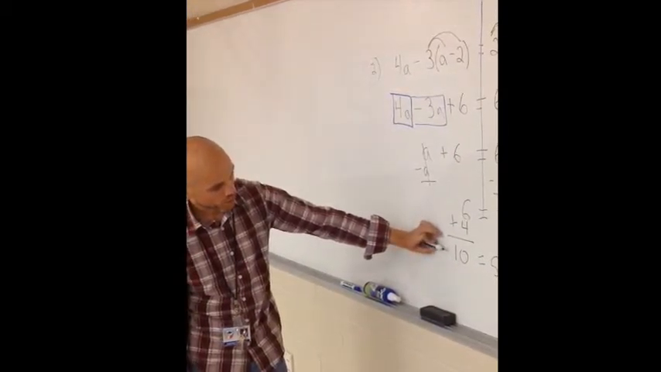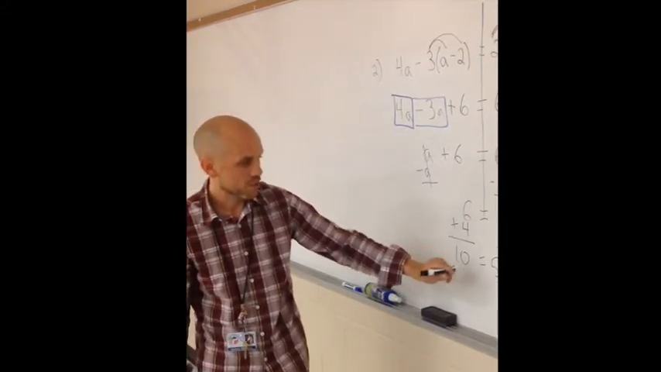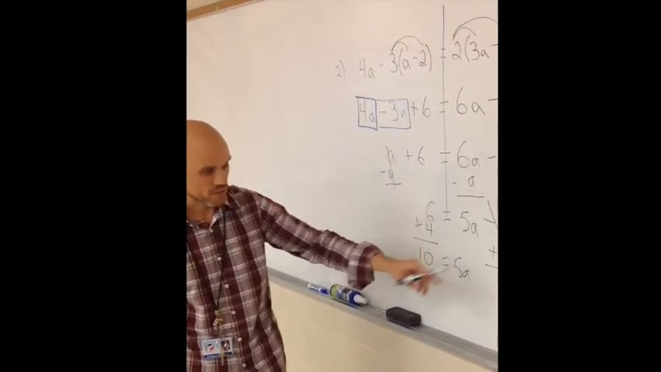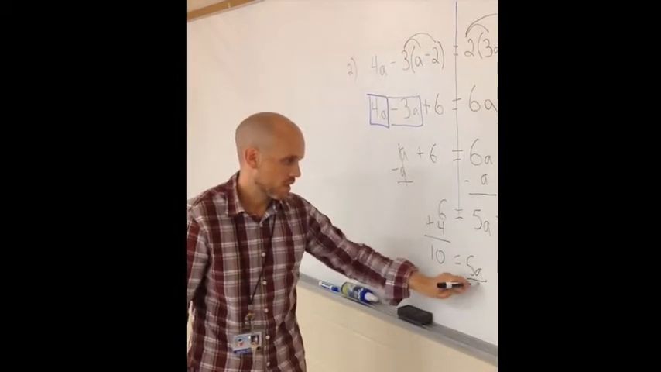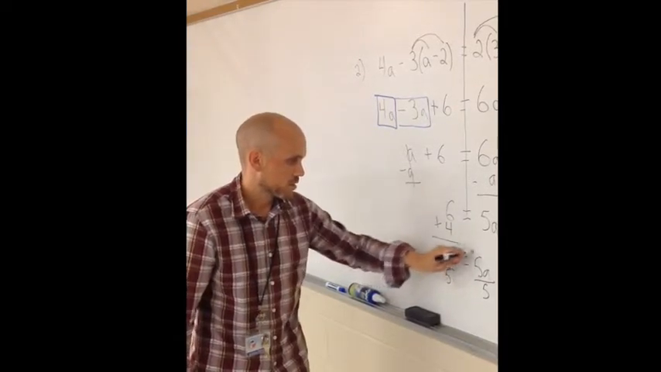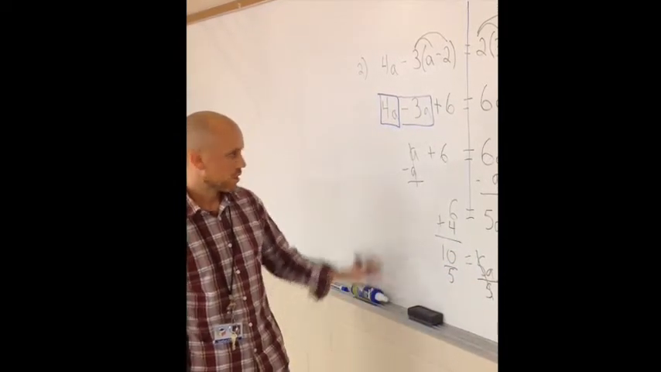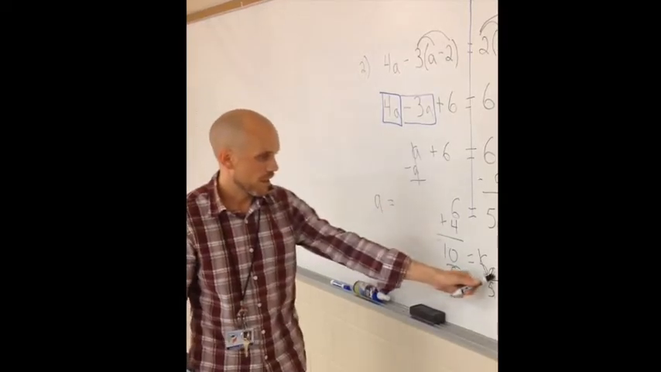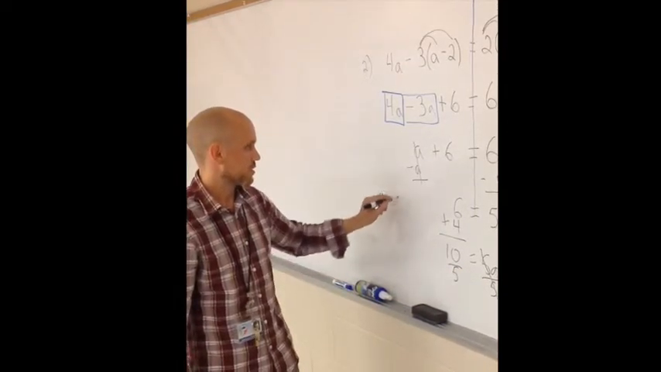What we're left with here is just simply a one-step equation. We want to get A by itself. 5 times A, the opposite of times, is divide. So the 5's cancel out, leaving me with A, and 10 divided by 5 is 2.